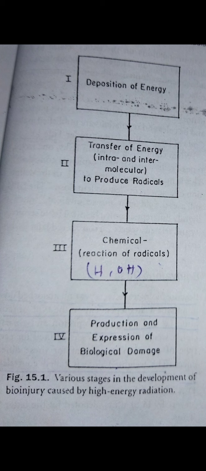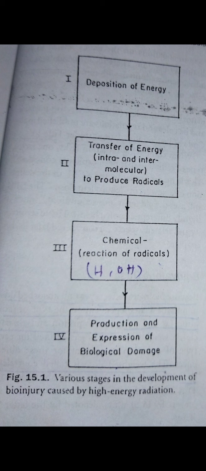The second step is the transfer of energy. It can be intra or intermolecular to produce the radicals. This second step is a very important step because it causes the radicals to form. And in the human body, these radicals will be H and OH because the human body constitutes 75 to 85% of water. That's why in this step there will be the formation of H and OH radicals.